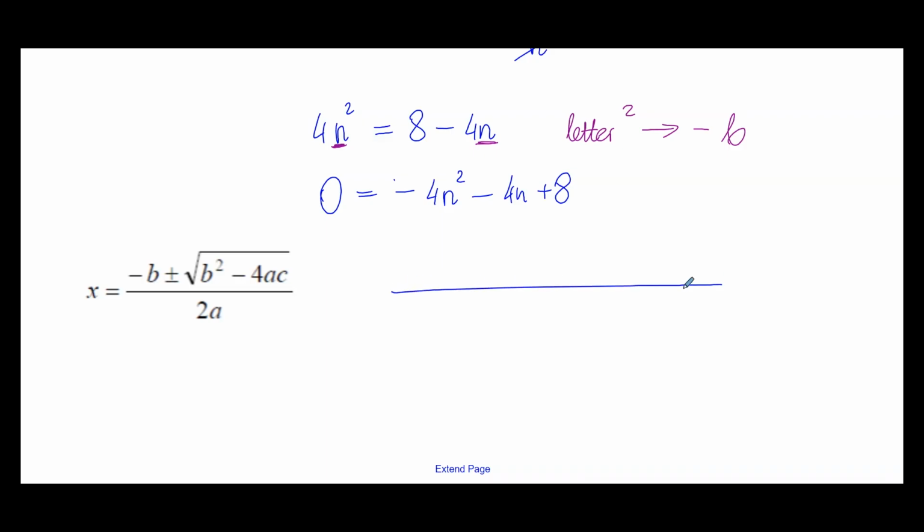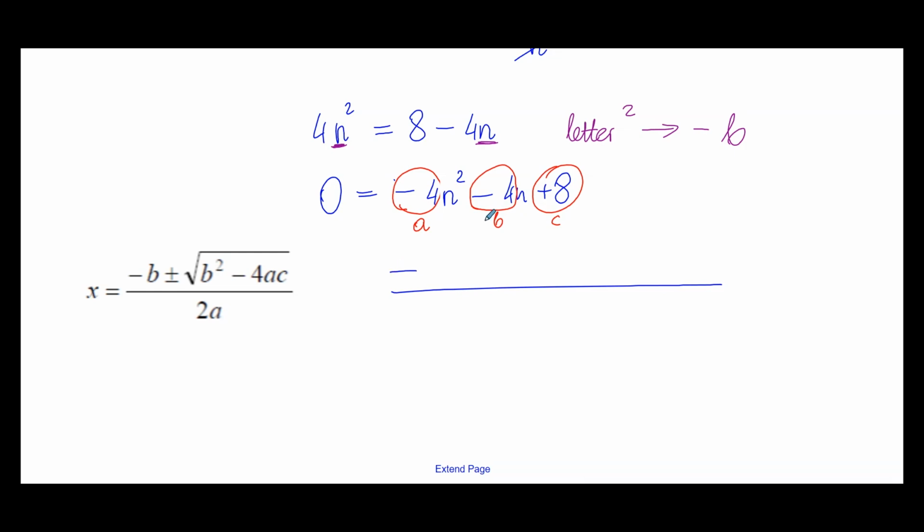So now let's replace letters with numbers. So b is the number that stands beside x with no power. A is the number that stands beside x with power. In this case, n doesn't matter. C is a number at the end without x beside it.